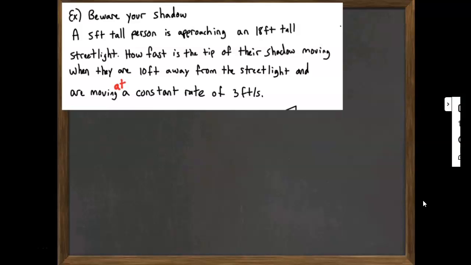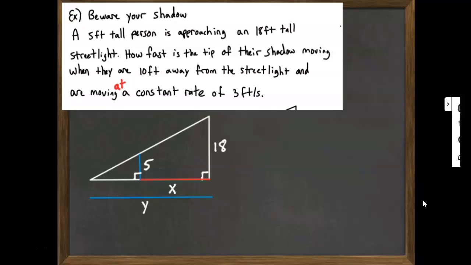So to kind of understand this thing, let's draw a picture. So here's the situation here. I have a street light over here, 18 feet tall. And I have my 5 foot tall person, kind of a short person there, walking along, and they're heading towards the streetlight. They're going this way, towards the streetlight. Currently, they're 10 feet away, but as they move to the streetlight, that distance changes. So I have to label that as a variable, and I call that variable x.